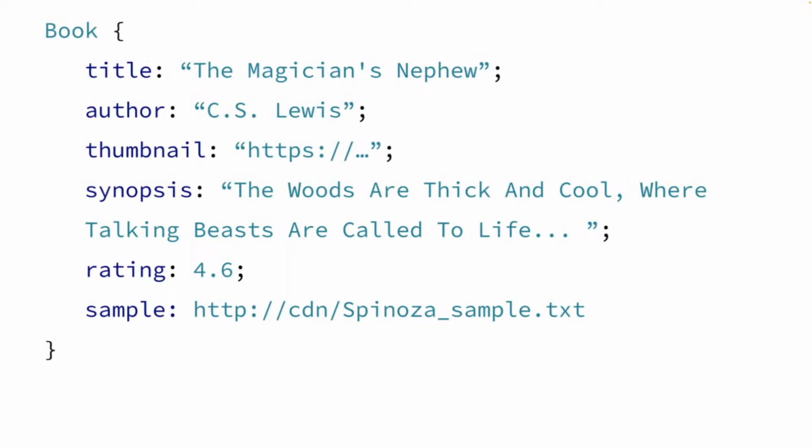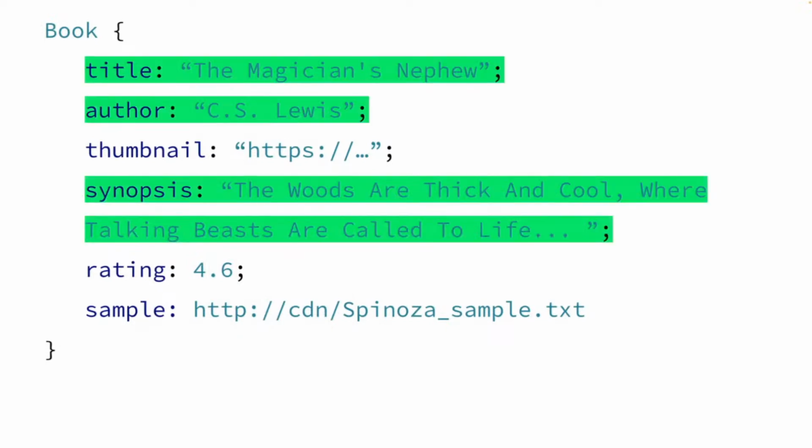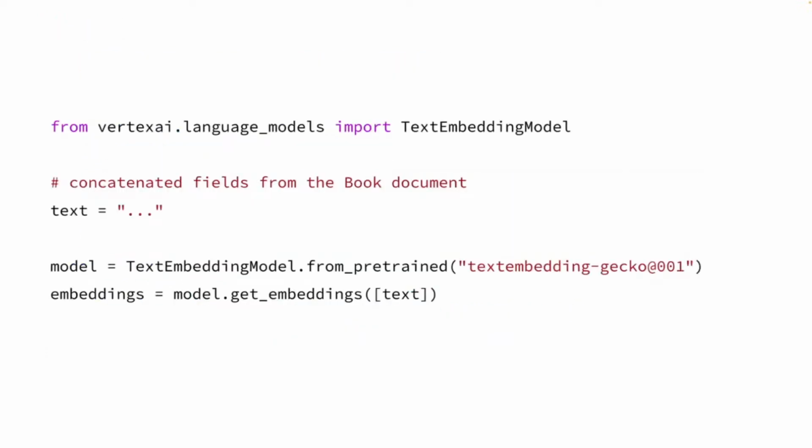Now, let's see that we have this book here. We saw it earlier, the C.S. Lewis book from the 1950s about magicians that shows up when we search for Harry Potter. So what we're going to do is select all the meaningful information. We're going to select the title, the author, the synopsis, and send that over to the model as one piece of text. The idea is that the more data we have, the better the resulting vector.